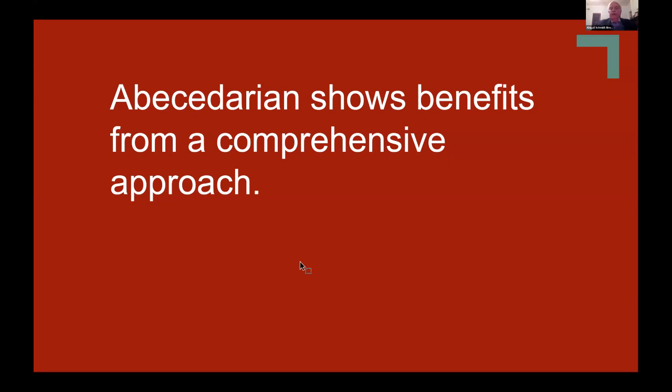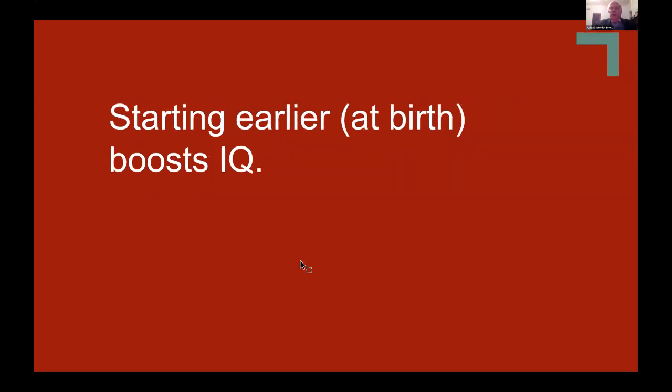ABC shows the same benefit. It started earlier, and when we follow the IQ score, we actually see that it starts early, it boosts it, and it persists into age 45.